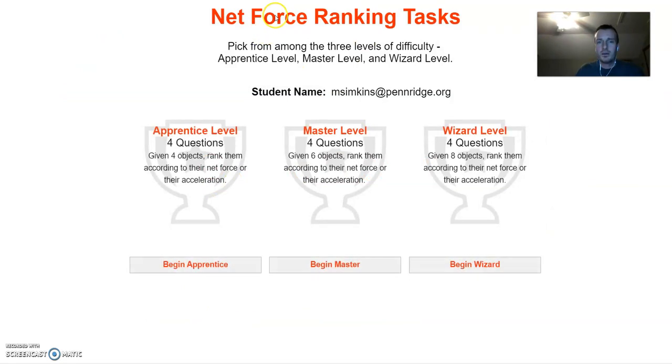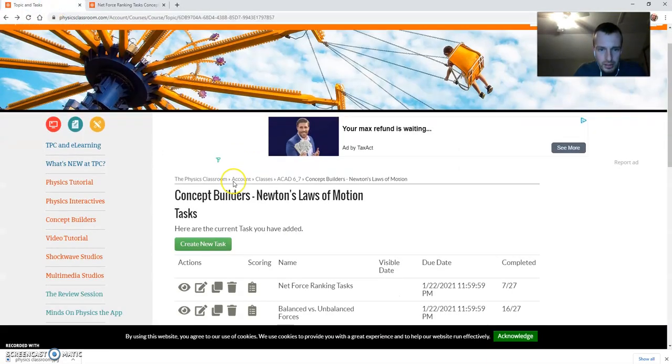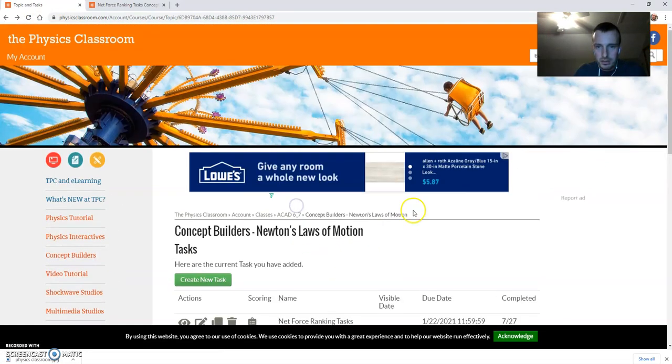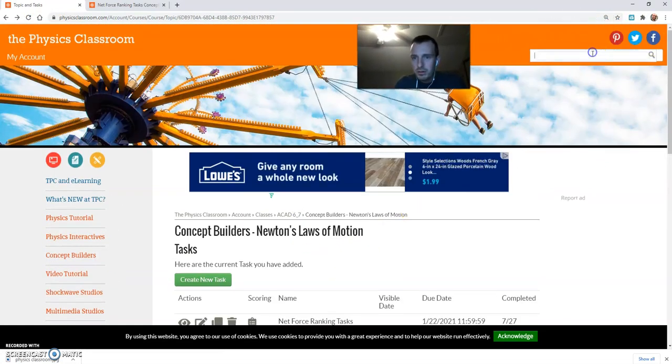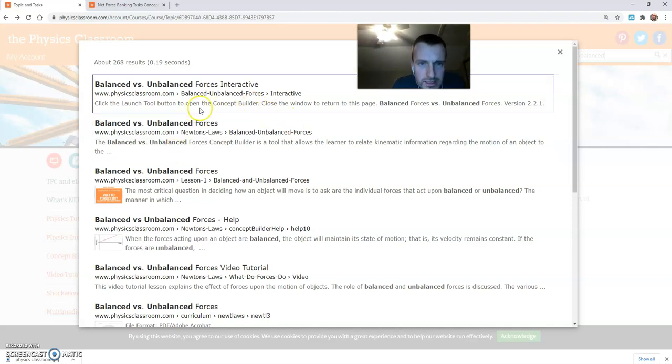There was another task that was net force ranking tasks. There was another task that was assigned to you guys. Let me pull that one up here for us. All right. And I believe that one right here was balanced versus unbalanced forces. So I'm just going to go over here to Google and say balanced versus unbalanced, and it should just pull up the little concept builder for me here.